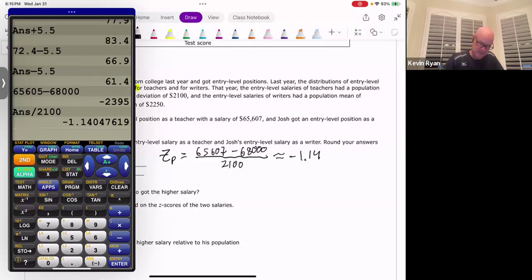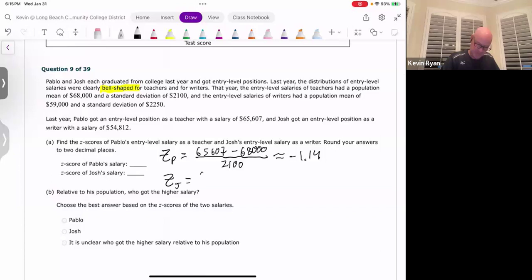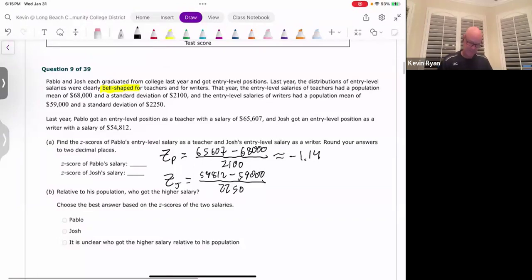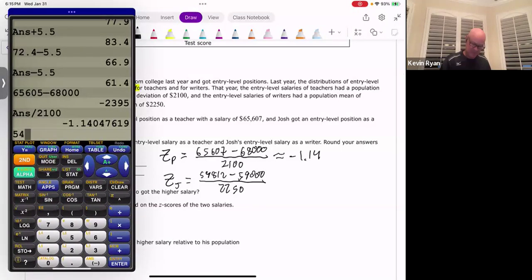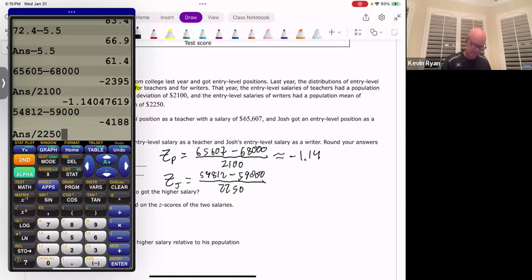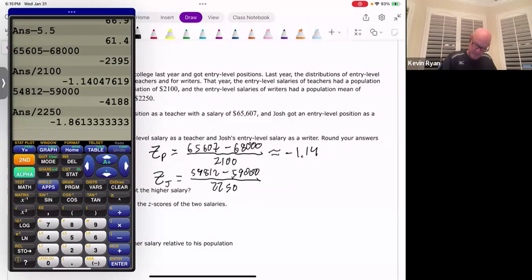And then next up, we have the z-score for Josh. Josh got entry level at 54,812 minus the 59,000, over the 2,250. So it's about negative 1.86.